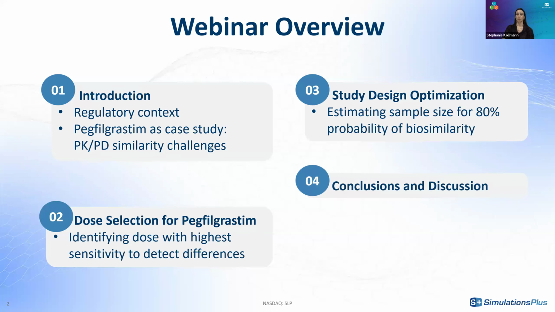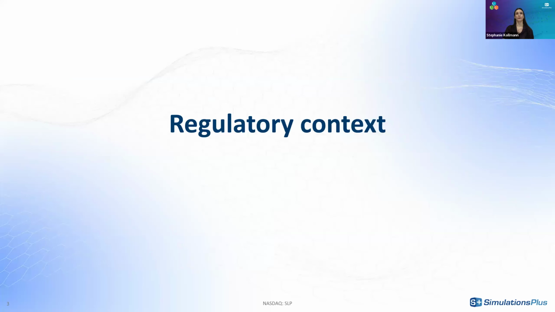We'll then move to the main conclusions and discussion, summarizing how this workflow supports efficient, scientifically robust biosimilar development. And finally, we'll close with a practical example. So let's begin by clarifying what the biosimilar actually is and how it's defined by regulators.